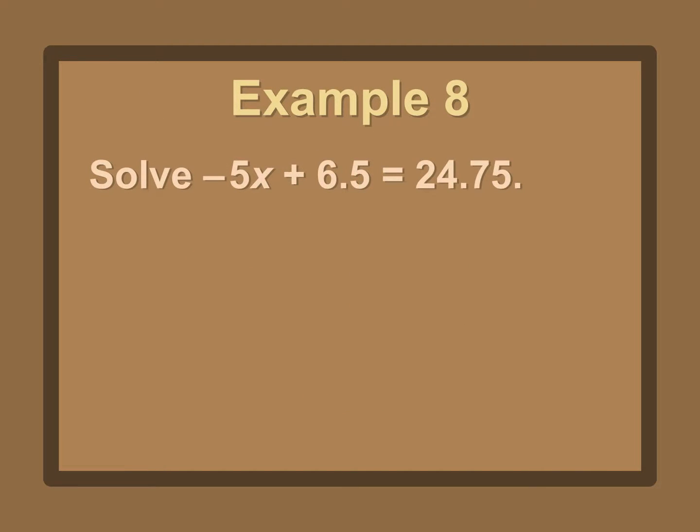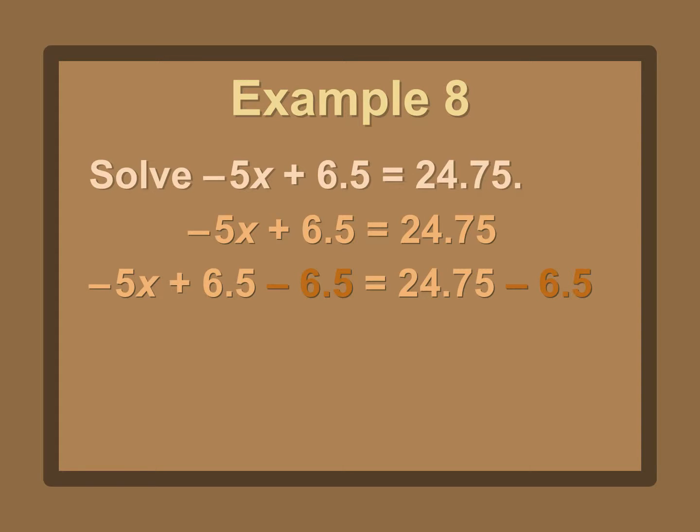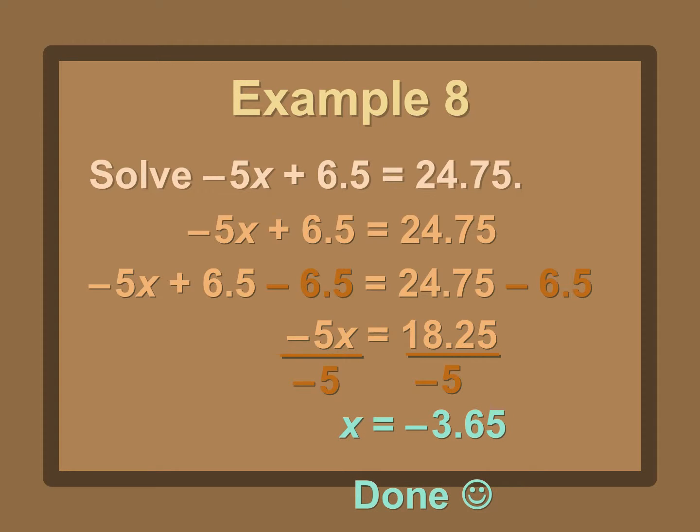All right, one more example. We have negative 5x plus 6.5 equals 24.75. So the first thing I want to do is subtract 6.5 from both sides. And once I've done that, I get negative 5x equals 18.25. So my last step is to divide both sides by negative 5. And then 18.25 divided by negative 5 is negative 3.65.